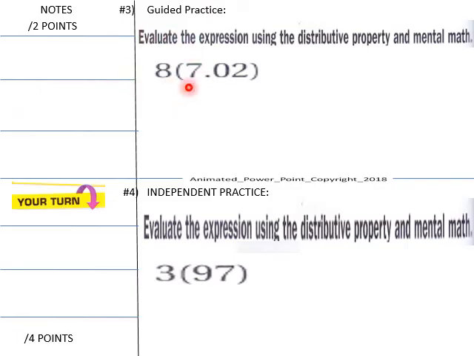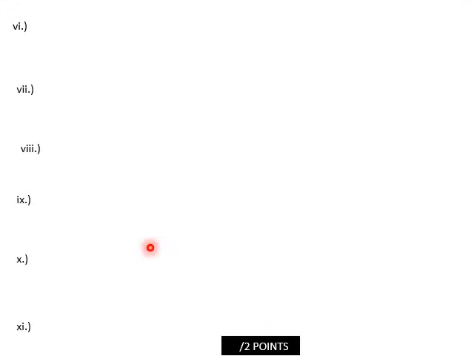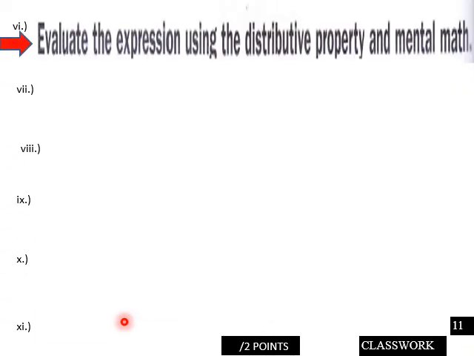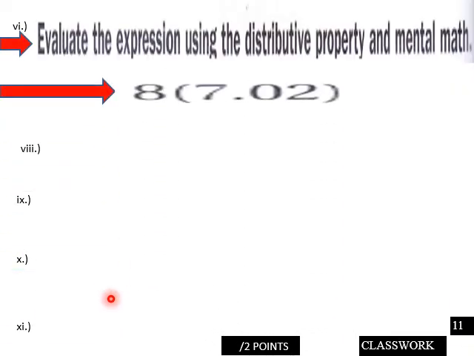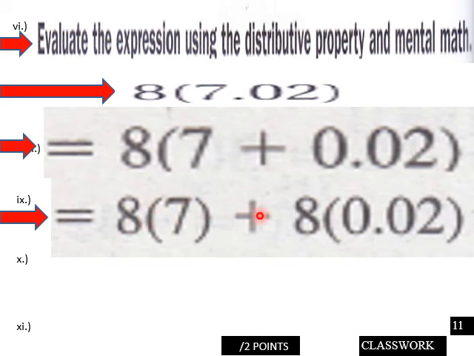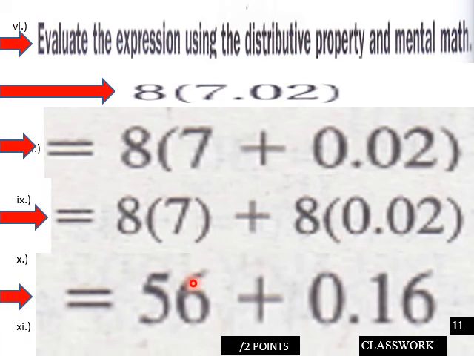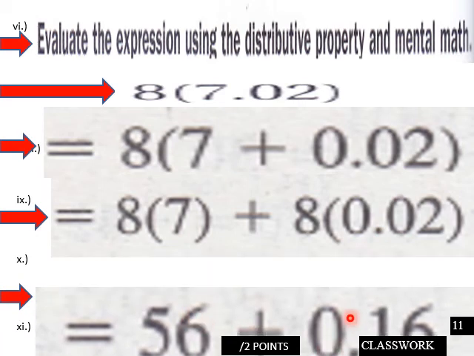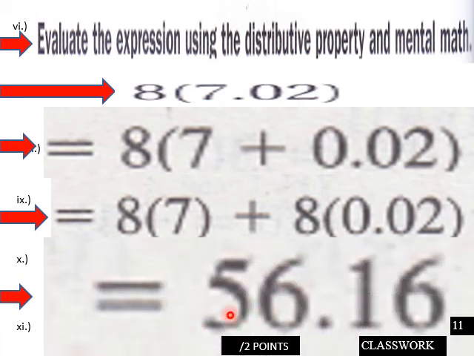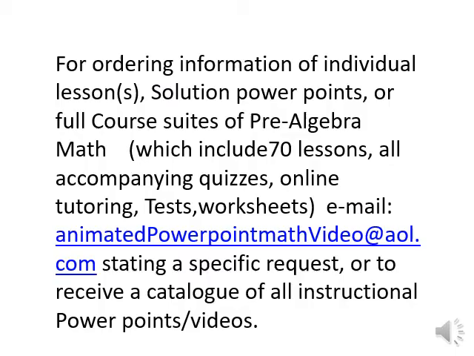Into our next guided practice, we have this in class. Students, this is yours to do on your own. So, the classroom experience here. Evaluate the expression using the distributive property and mental math. We're going to separate it out. We have 7 plus 0.02. So we can do it this way. 8 times 7 plus 8 times 0.02. It'd be 56 plus 0.16. What would that be? It'd be 56.16 for that one.